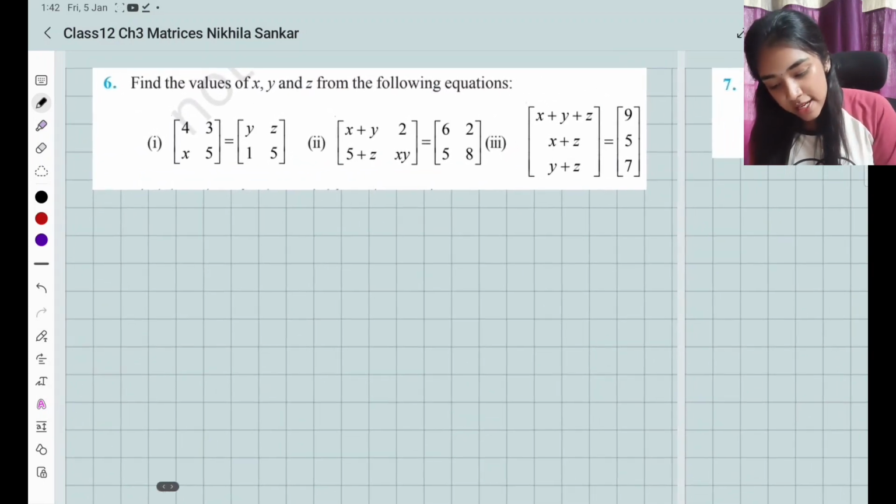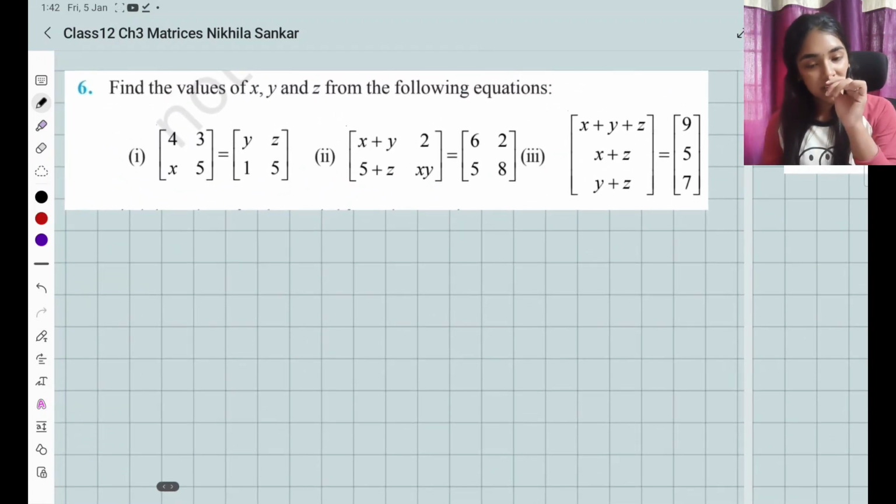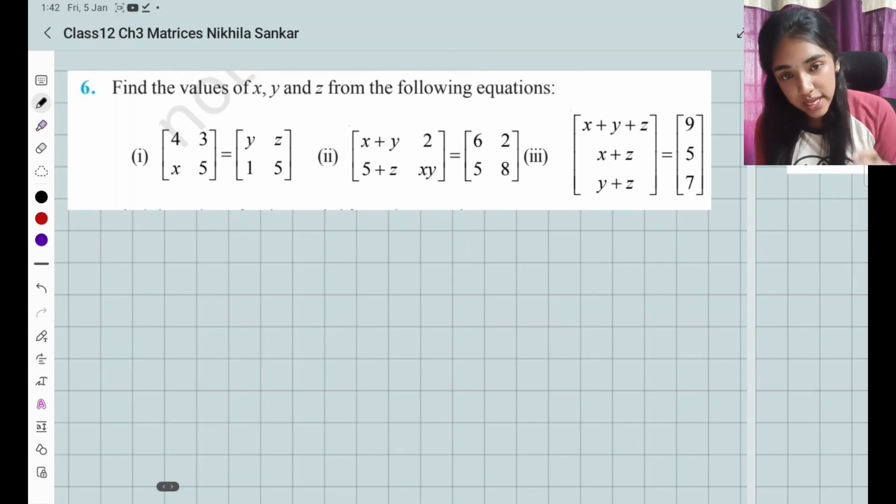Now, sixth question, find the values of x, y, z. So, basically, these are equal matrices. First check the order, check whether they are of the same order.